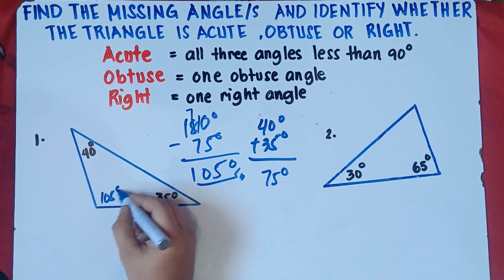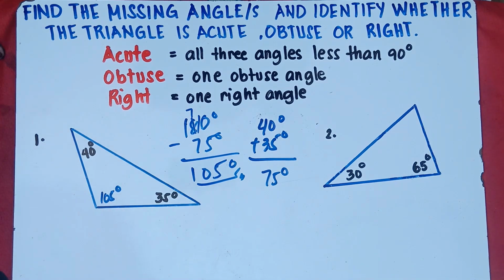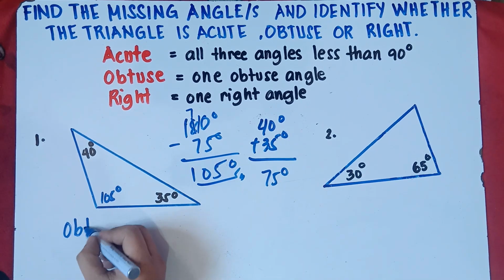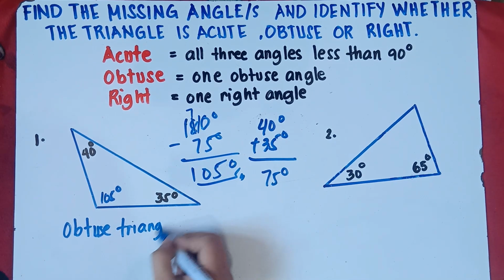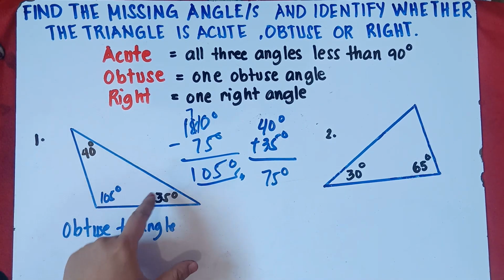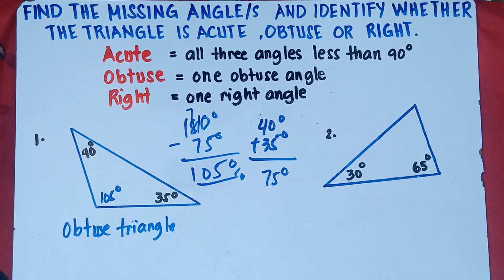Now, question. Is 105 an obtuse angle, right angle, or less than 90 degrees? That's correct. 105 is an obtuse angle. Therefore, automatic, this triangle is an obtuse triangle. Alright, so that's how you answer this one, class, in a simple way. Simply add this up, then subtract your answer from 180.